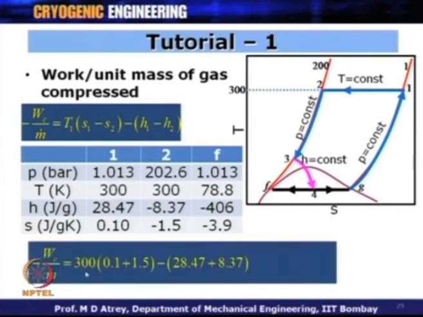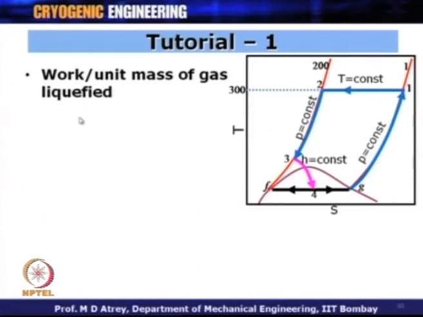So, if I put those values, Wc by m dot is equal to 300 times (S1 minus S2), which is 0.1 minus (minus 1.5), minus (H1 minus H2). So, H1 minus H2 over here is nothing but 443.16 joule per gram. So, the amount of compressor power required per unit mass of gas compressed is 443.16 joule per gram.